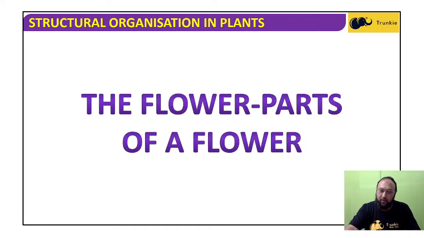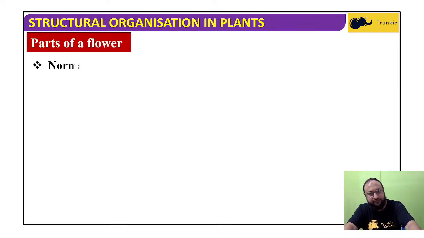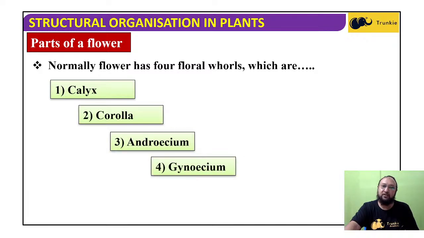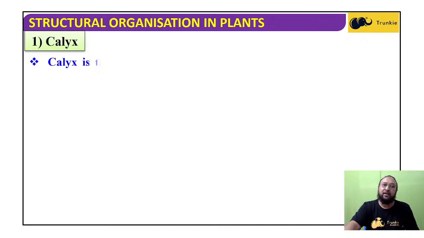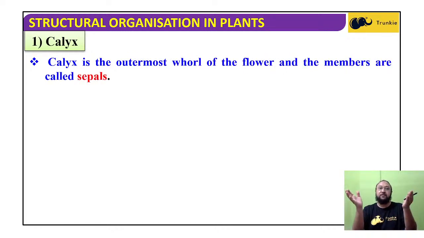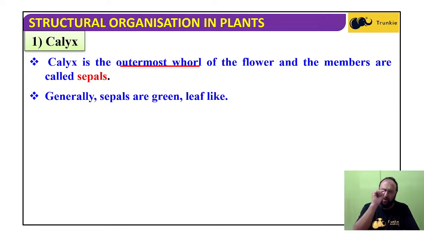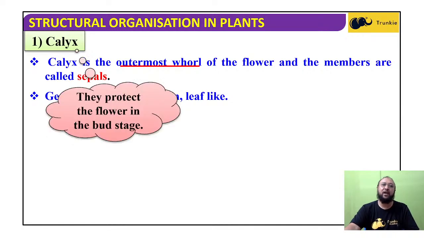Now, the parts of the flower. Normally a flower has 4 floral whorls, which are calyx, corolla, androecium, and gynoecium. Calyx is the outermost whorl. From outside, the outermost sepals form a group called the calyx. Generally sepals are small, green, and leaf-like, but in some cases these are modified. They protect the flower in the bud stage.